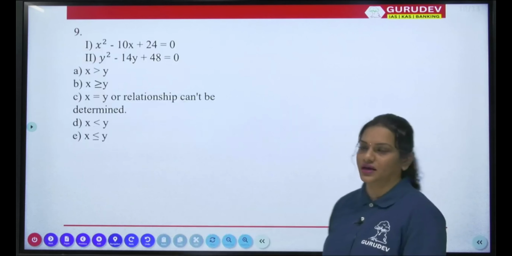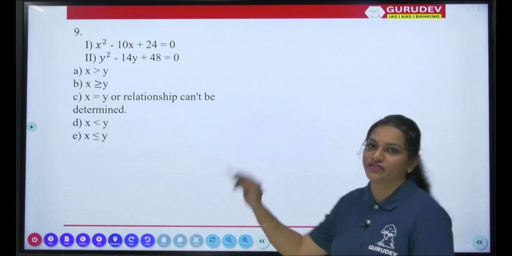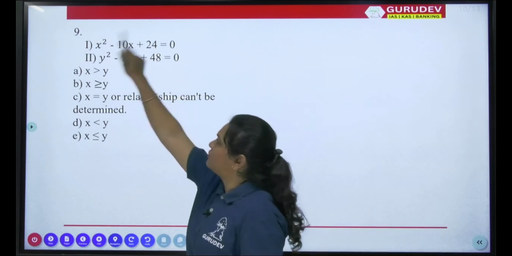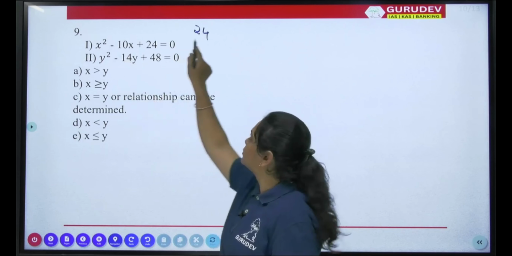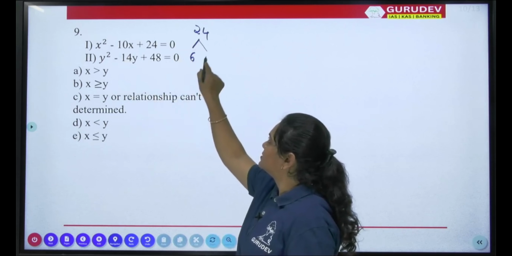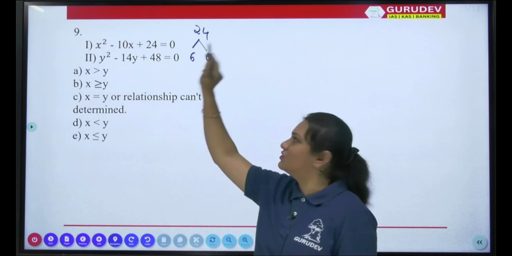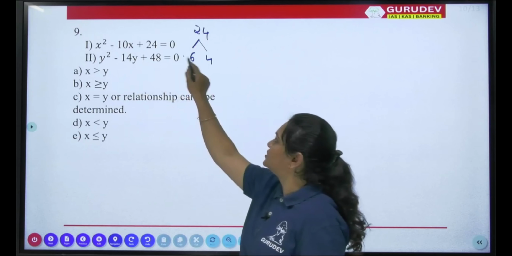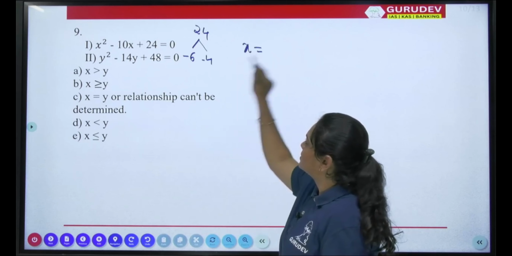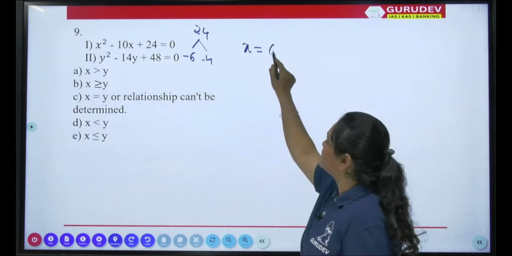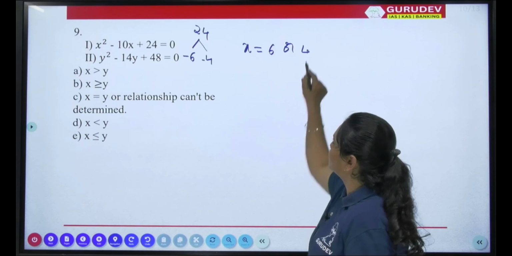Question number 9. In case of question number 9, 24 ones are 24. I want here 10, right? So it is possible with which numbers? 6 and 4. 6 fours are 24. Then it is minus 10, which means it is minus 6 minus 4. Then what are the roots of x? So minus 6, the root is 6, or minus 4, the root is 4.